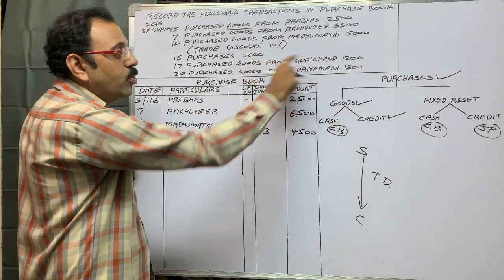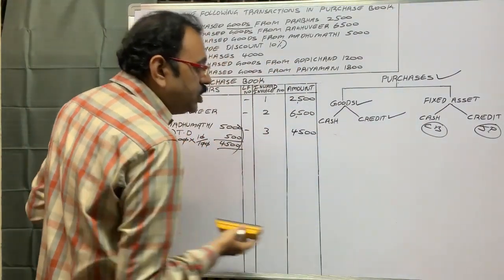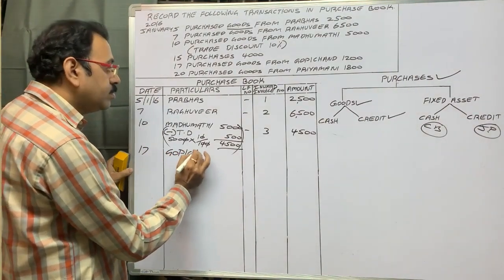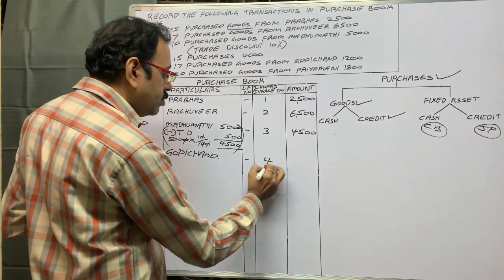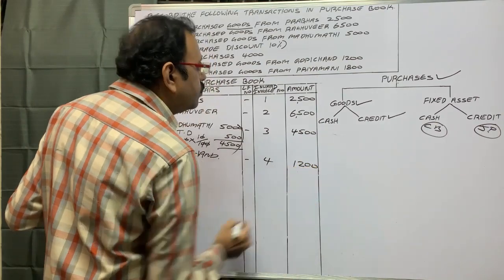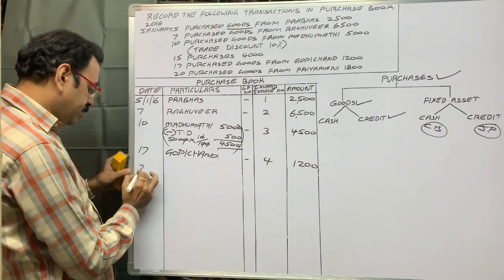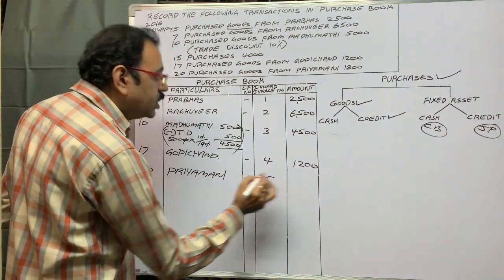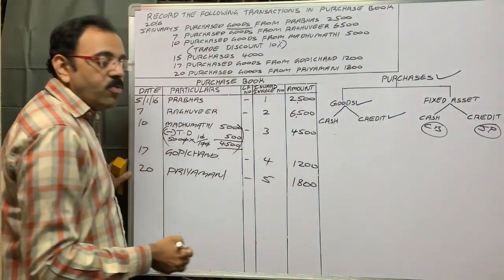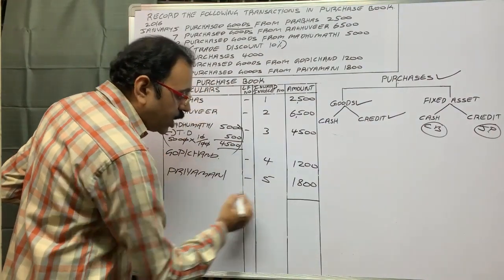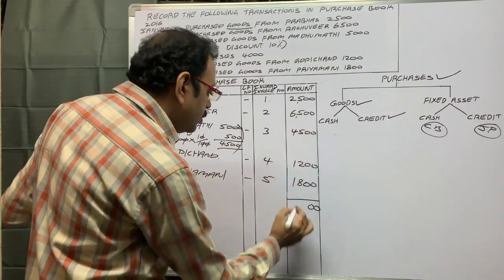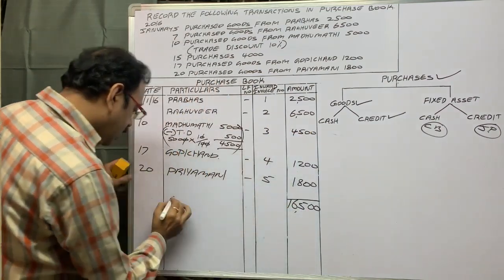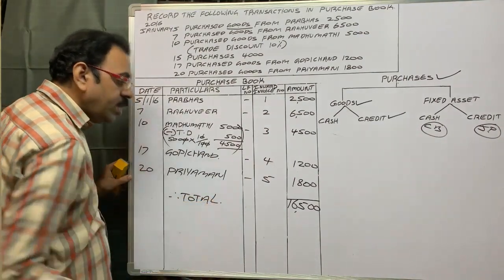Next, purchased goods from Gopi Chand. Goods are purchased on credit. It comes here. 17th date. Next, purchased goods from Priyamani. Same. Goods are purchased on credit. It comes here. After entering all purchase transactions, find out the total. For this, write down total. Okay, so this is the purchase book.